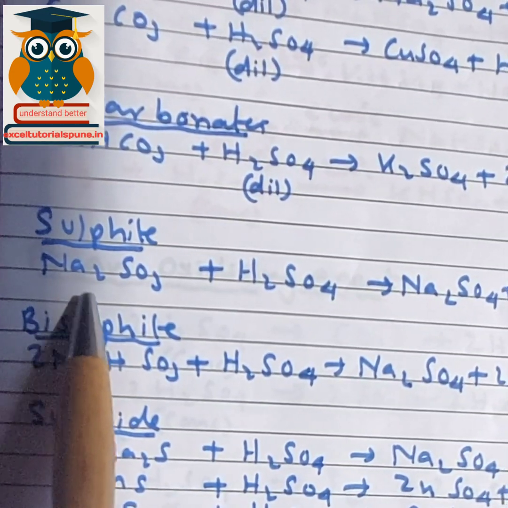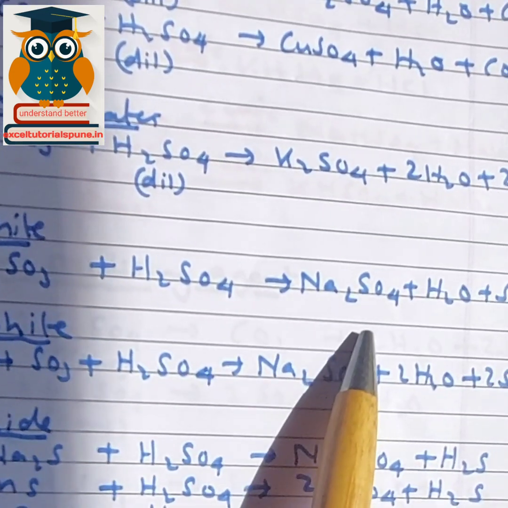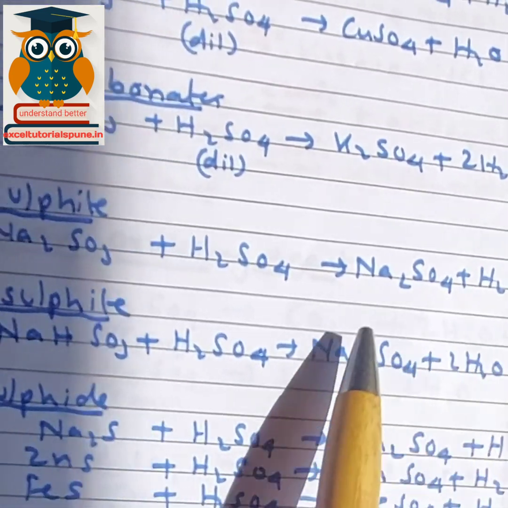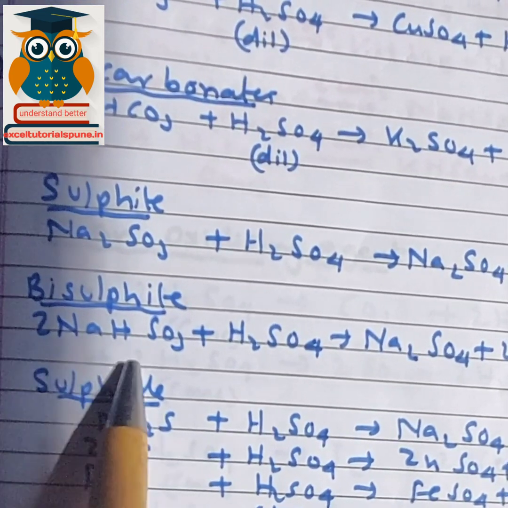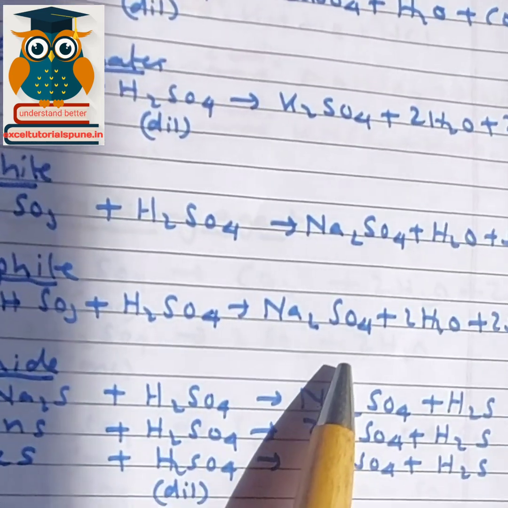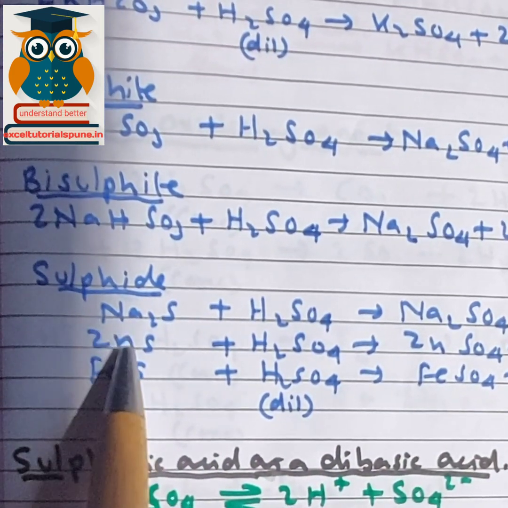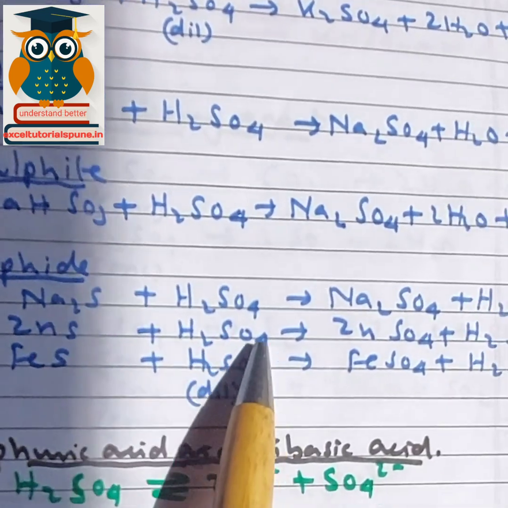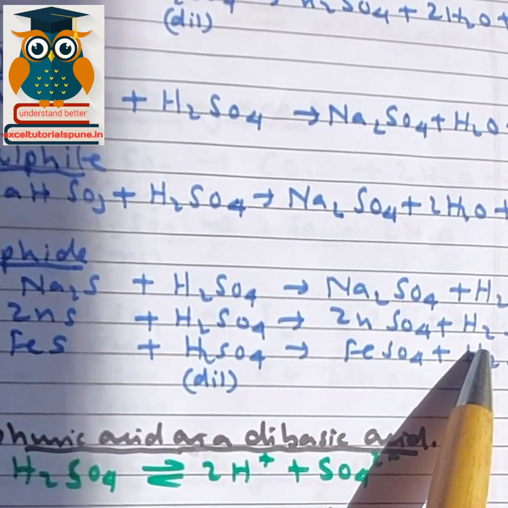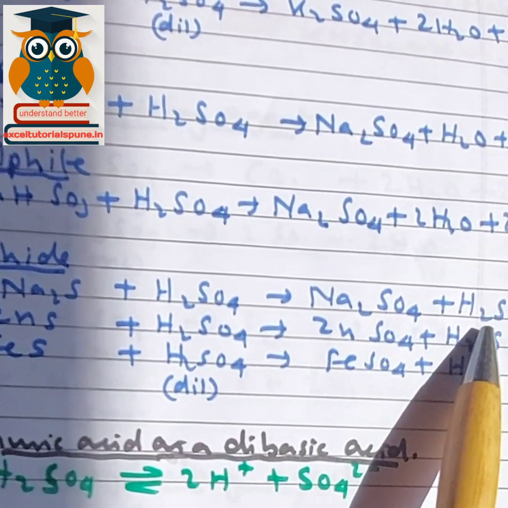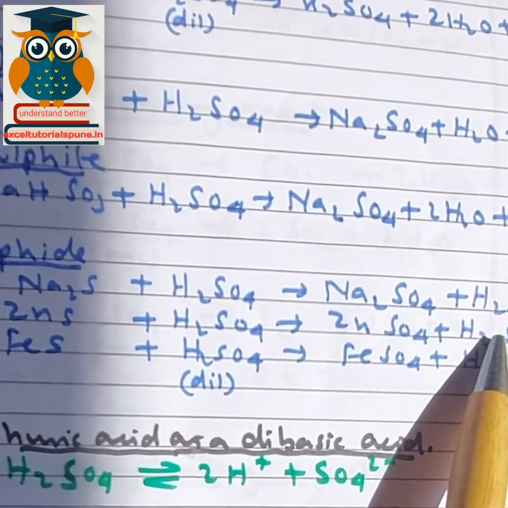Sodium sulfide with sulfuric acid gives you sodium sulfate plus water plus sulfur dioxide. Then sodium bisulfite with sulfuric acid gives you sodium sulfate plus water plus sulfur dioxide. With sulfide, sodium sulfide plus sulfuric acid gives you sodium sulfate plus H2S gas. H2S gas has a rotten egg smell.